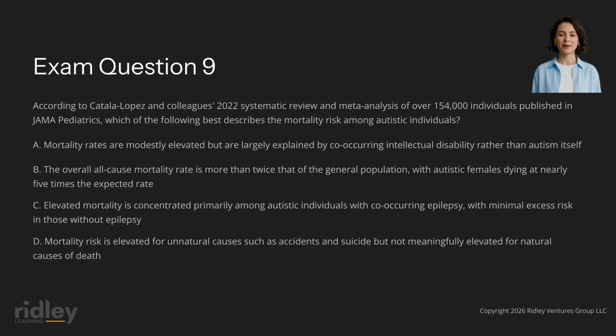Question 9. According to Catala-Lopez and colleagues' 2022 systematic review and meta-analysis of over 154,000 individuals published in JAMA Pediatrics, which of the following best describes the mortality risk among autistic individuals? The correct answer is B. The overall all-cause mortality rate is more than twice that of the general population, with autistic females dying at nearly 5 times the expected rate. Rationale. Their meta-analysis of 154,238 individuals across 12 studies reported an overall all-cause mortality rate more than twice that of the general population. Autistic males died at roughly twice the expected rate, and autistic females at nearly 5 times the expected rate. Death from natural causes occurred at nearly 4 times the expected rate, and death from unnatural causes at roughly 2.5 times the expected rate.